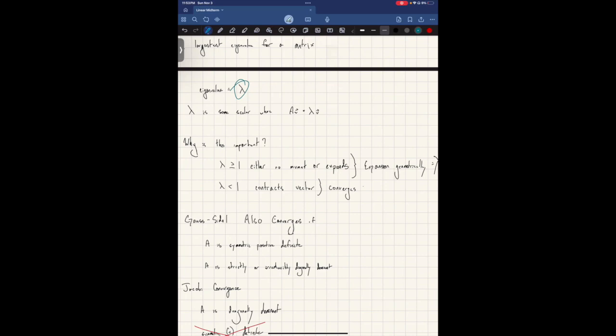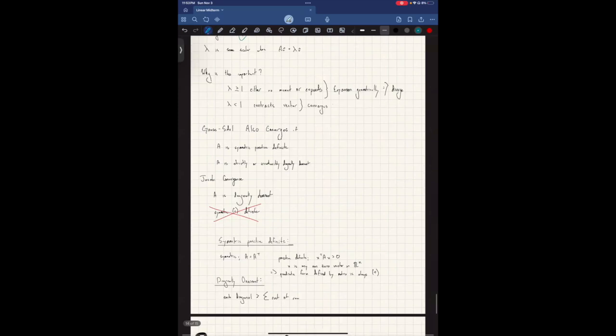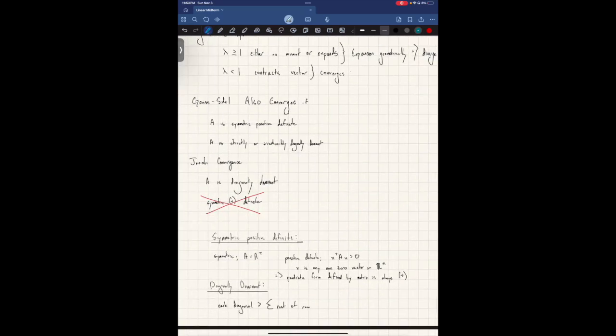And a couple more things on the Gauss-Seidel and the Jacobi, just for other conditions for convergence that may work. For the Gauss-Seidel, it will converge if it's symmetric positive definite, and if it is diagonally dominant. And the Jacobi will also converge if it is diagonally dominant, but if it's symmetric positive definite, that does not necessarily mean that it will converge.